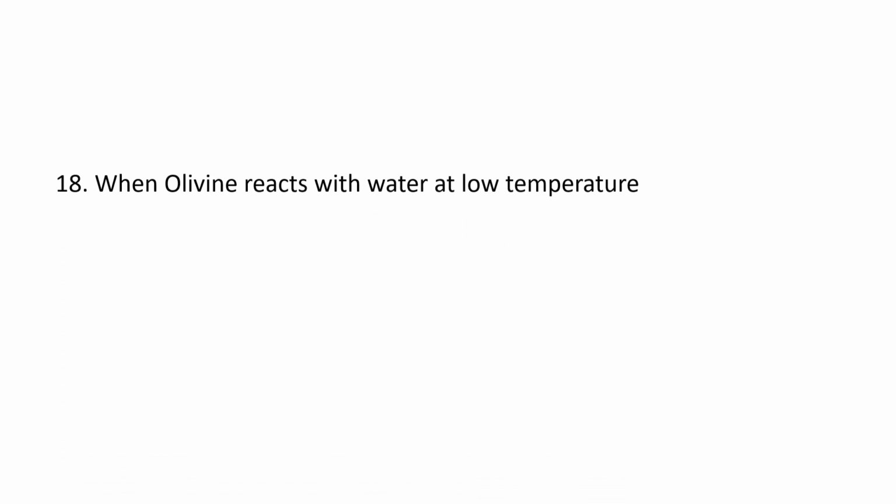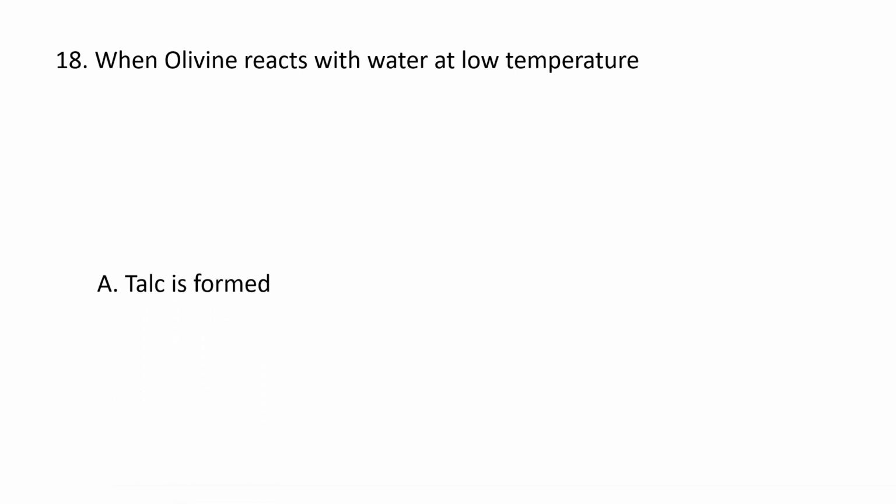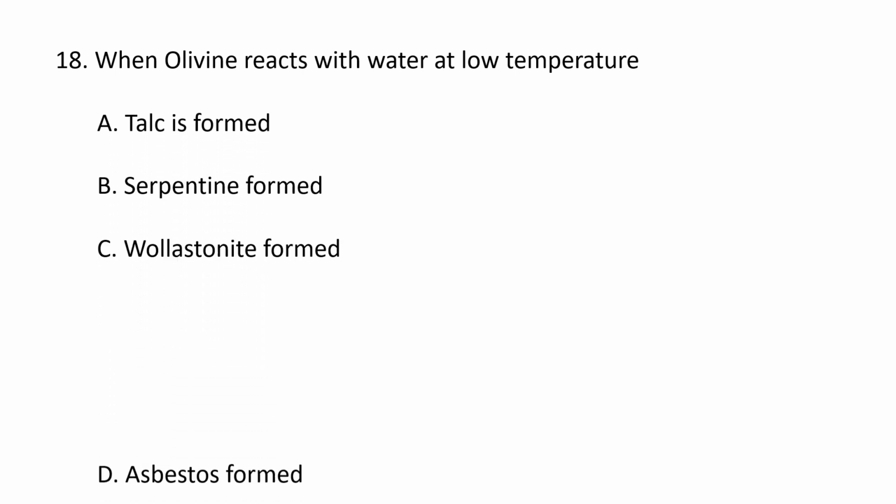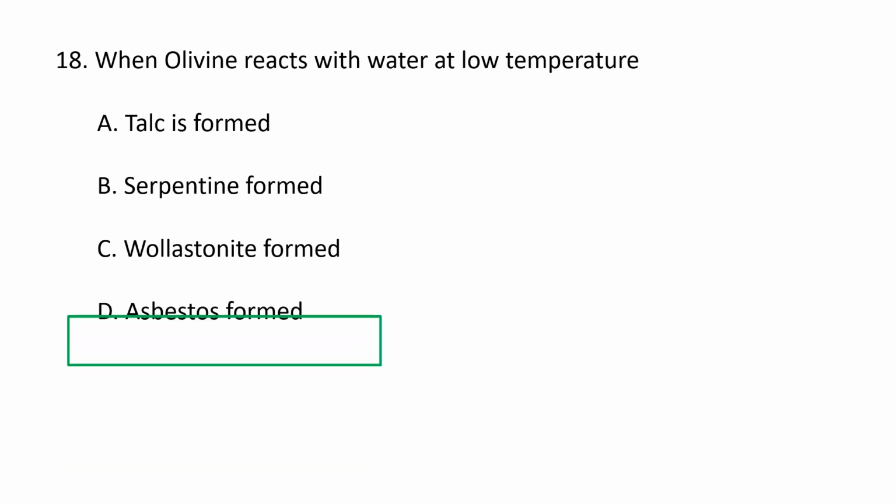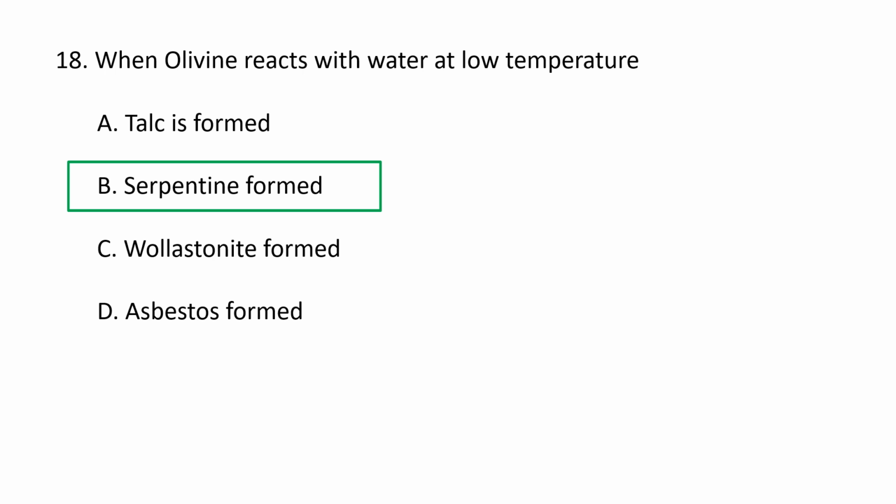Next question. When olivine reacts with water at low temperature: A. Talc is formed, B. Serpentine is formed, C. Wollastonite is formed, and D. Asbestos is formed. So when olivine reacts with water at low temperature, serpentine is formed. This process is known as serpentinization, which is a hydration reaction that produces molecular hydrogen. So B is the correct option.